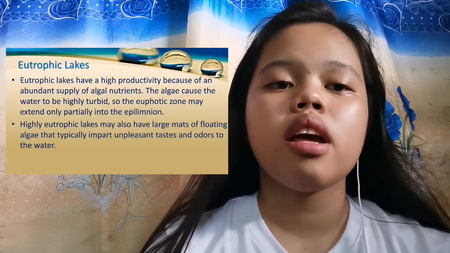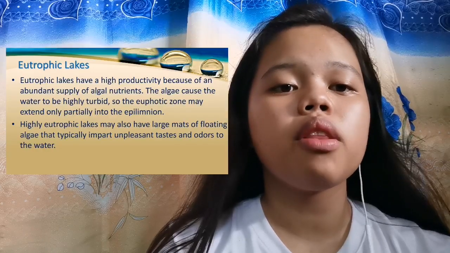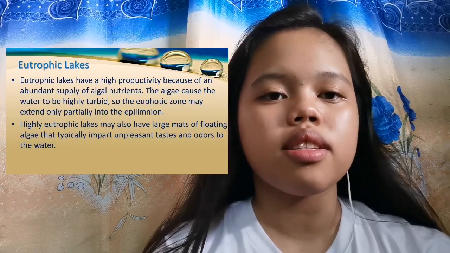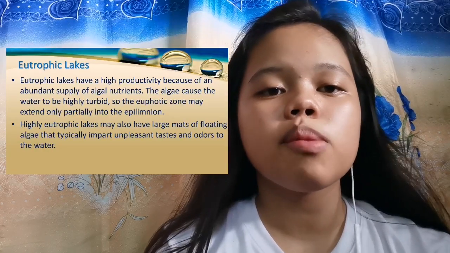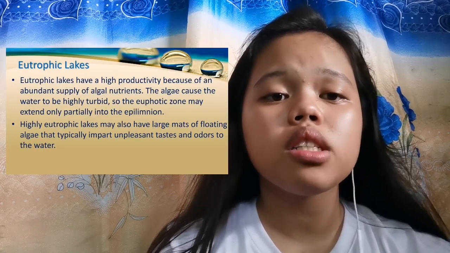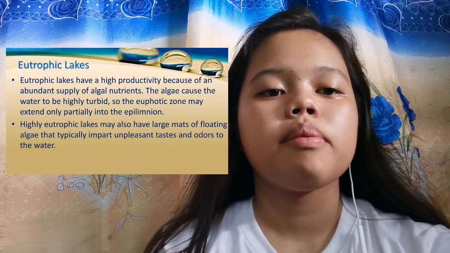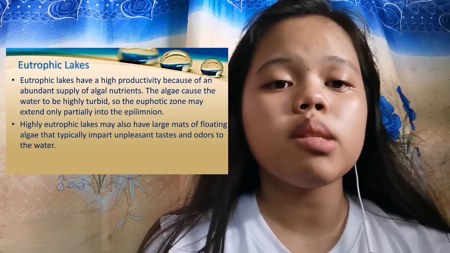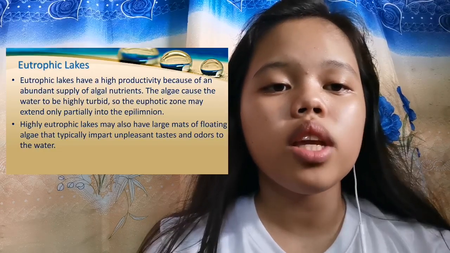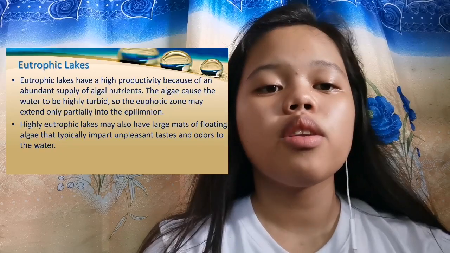Eutrophic lakes. Eutrophic lakes have a high productivity because of an abundant supply of algal nutrients. The algae cause the water to be highly turbid, so the euphotic zone may extend only partially into the epilimnion. Highly eutrophic lakes may also have large mats of floating algae that typically impart unpleasant tastes and odors to the water.